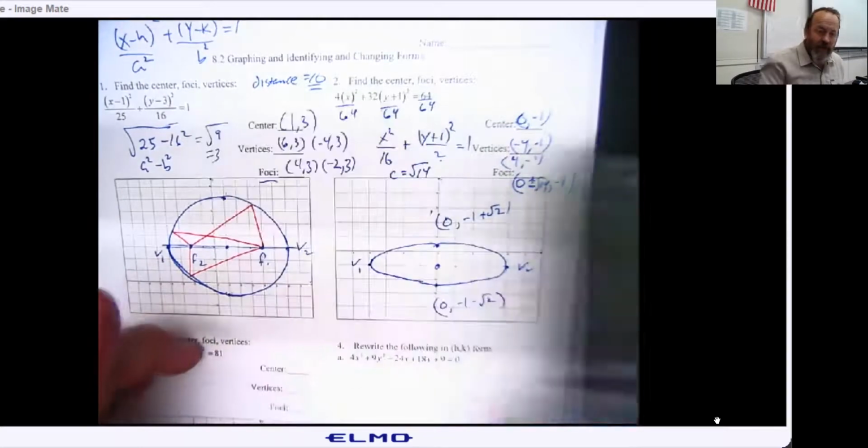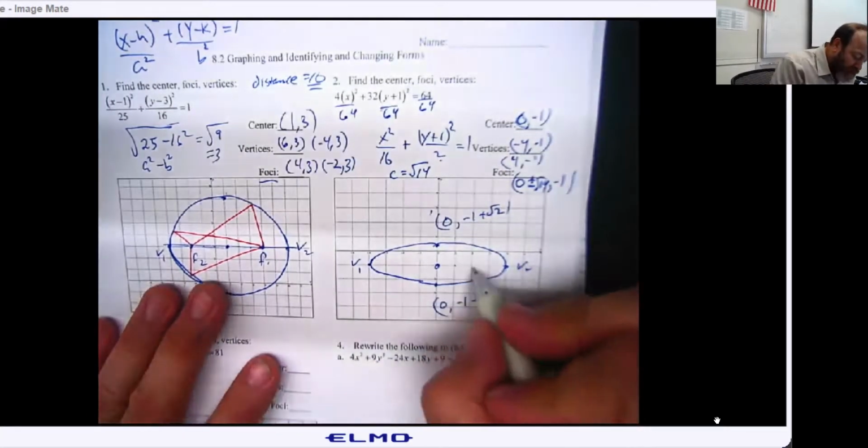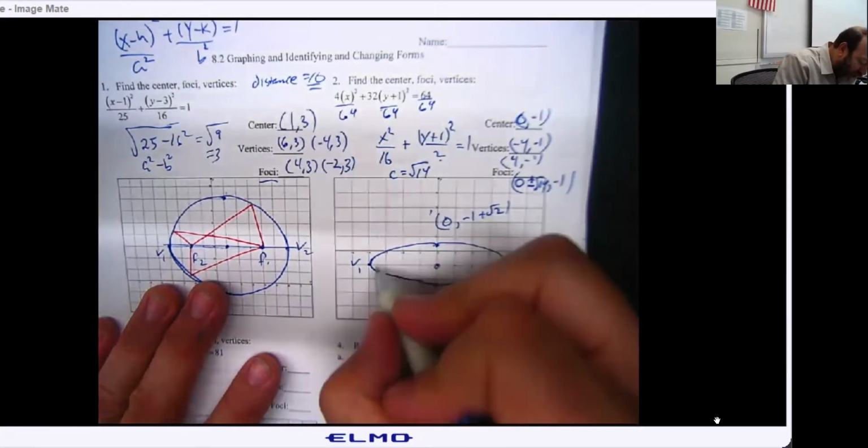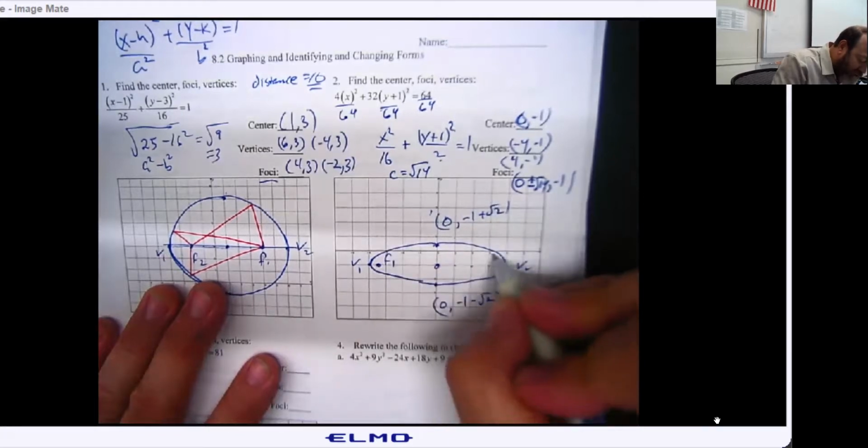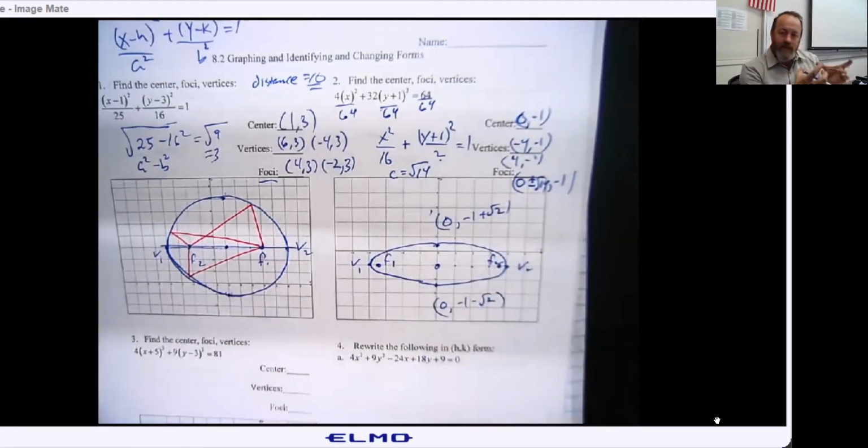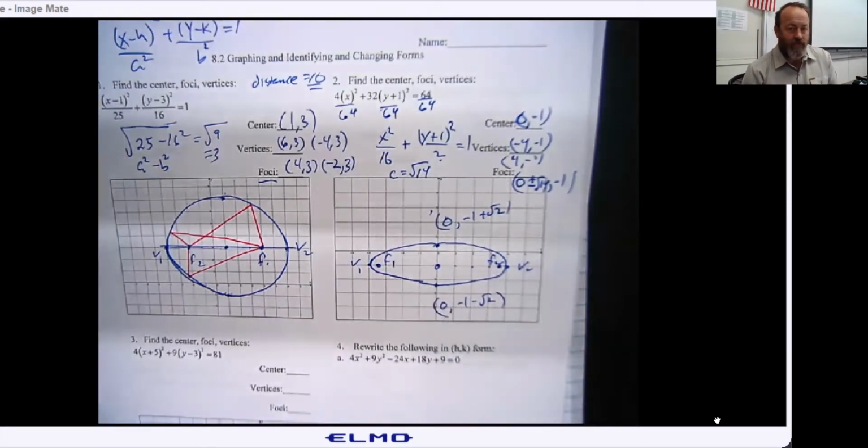It's about 3.7. So if I go over 1, 2, 3.7, whoa, it's way over here, really, really close to the edges. And that's why it's so eccentric.